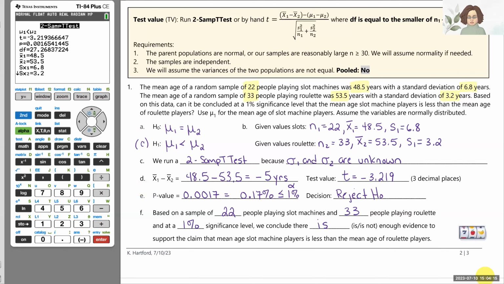All right, so that ends an example of a 2-sample Z and a 2-sample t-test.